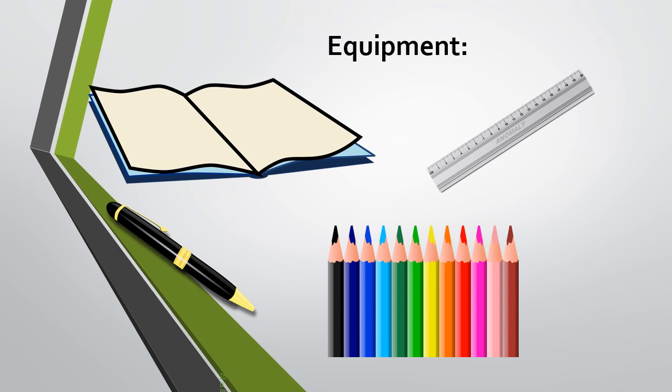So let's see what equipment we need this week. In front of you, you should have your writing book to write in, a ruler to underline the date and the learning intention, your pen for writing, and some colouring pencils. You may need these later on.